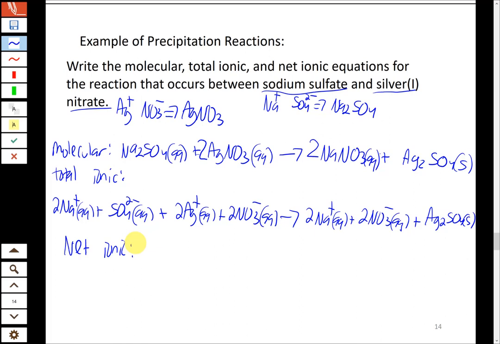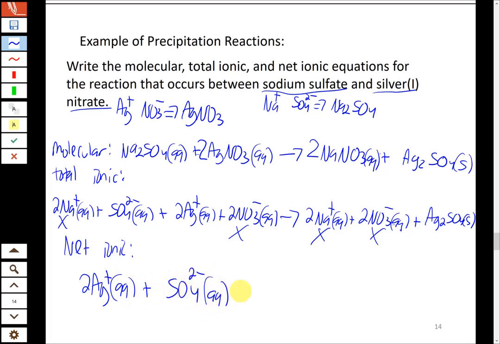So if we look at this equation, the total ionic, we have 2 Na plus on both sides, and we also have 2 NO3 minuses on both sides. So when we write the net ionic equation, those ions get left out, and we just keep the ions that combine to form our precipitate. So the net ionic equation is going to be 2 Ag plus, and again, conventionally we write the cations first, then the anions, but it wouldn't be wrong to do it the other way, plus SO4 2 minus, and then the product that's left when we remove the spectator ions is Ag2SO4 solid.